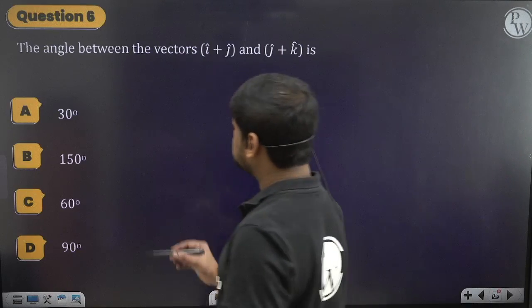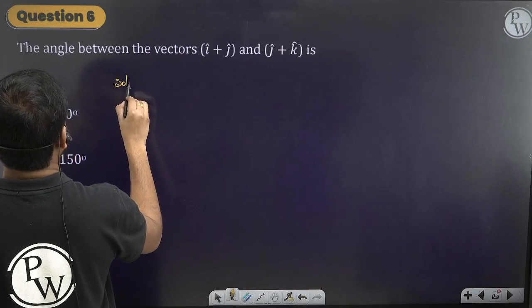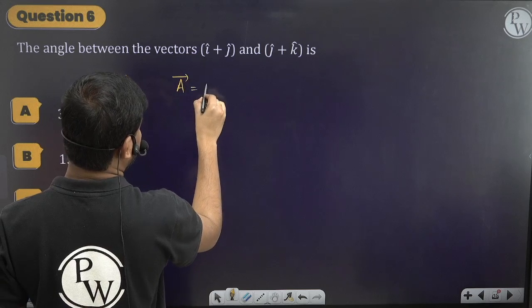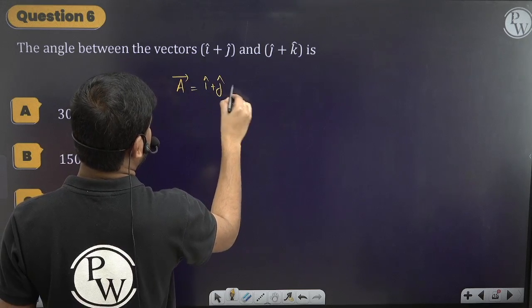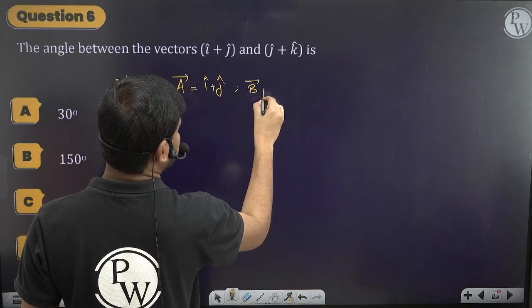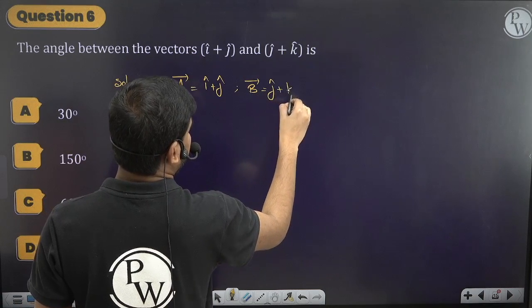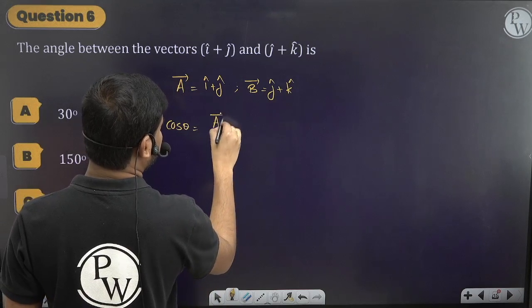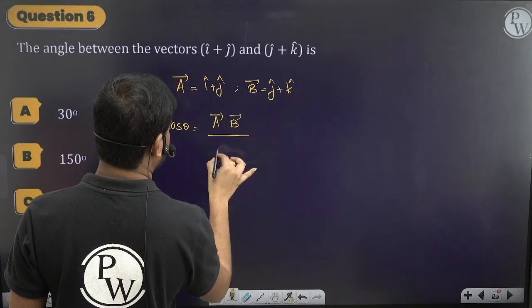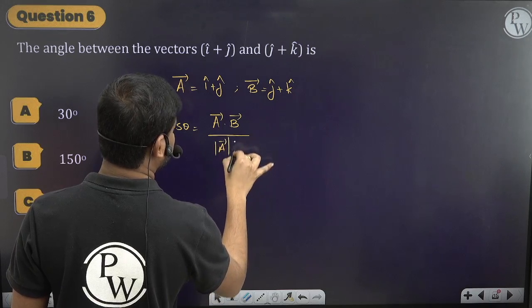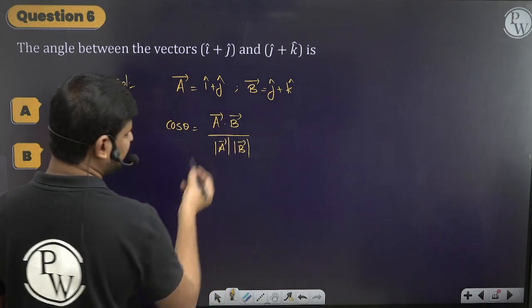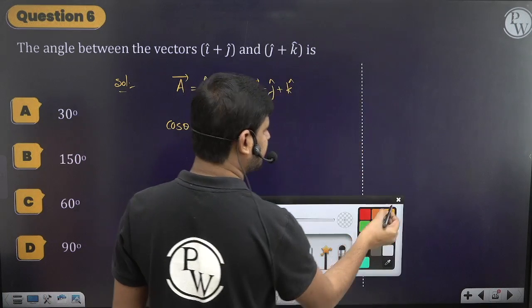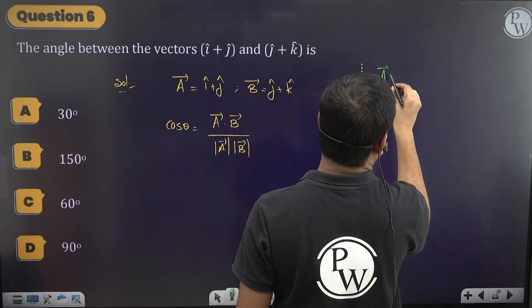So let's take the sixth question. Find the angle between two vectors. The simple thing, first let's consider the vector a is i cap plus j cap, and consider this as vector b, which is j cap plus k cap. Then we know that cos theta is equal to a dot b by the magnitude of vector a into the magnitude of vector b. So first find these values. First calculate what is a dot b.